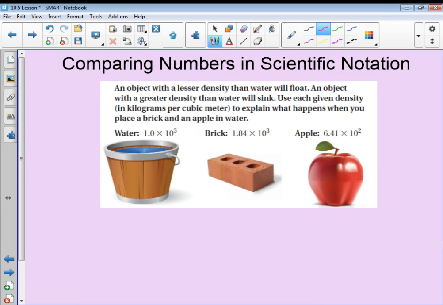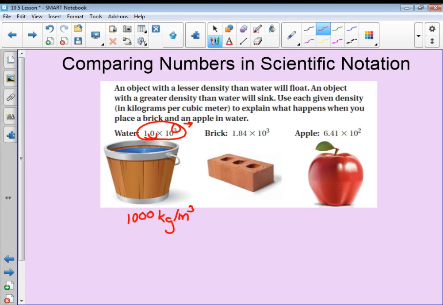Okay, so we're going to go ahead and convert this into standard form. So we're going to look at our exponent, which is 3. It's positive, so we're going to go to the right 3 places. There's 1. I'm going to add 2 more zeros, so we have 1,000 kilograms per meters cubed or cubic meters.